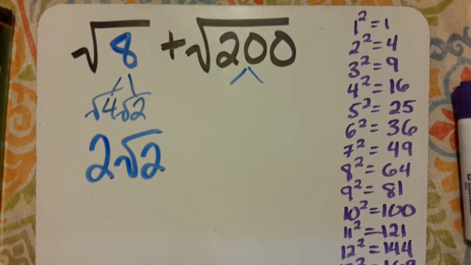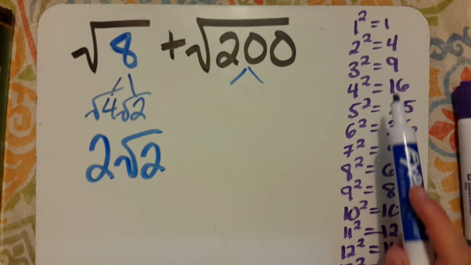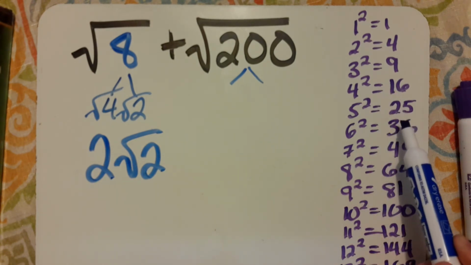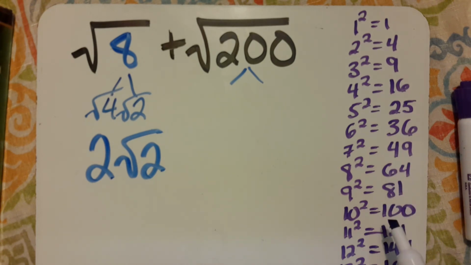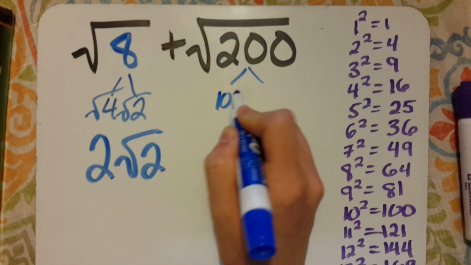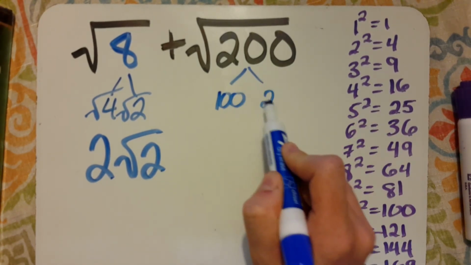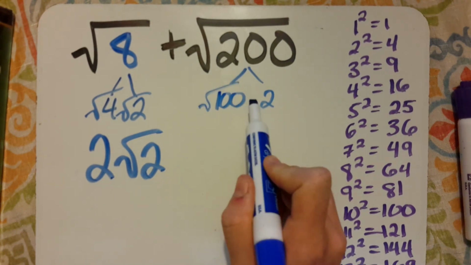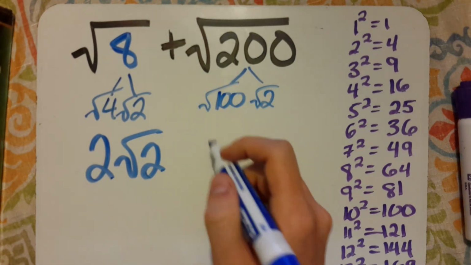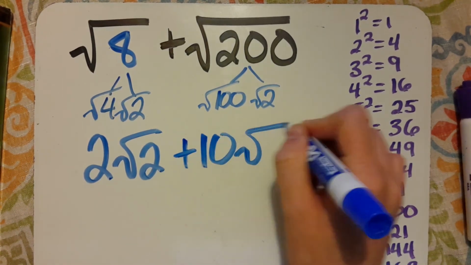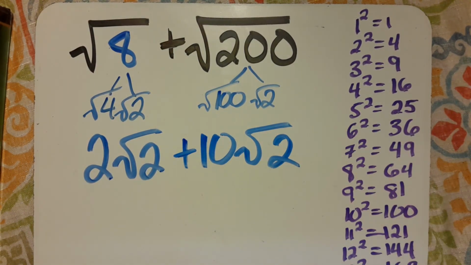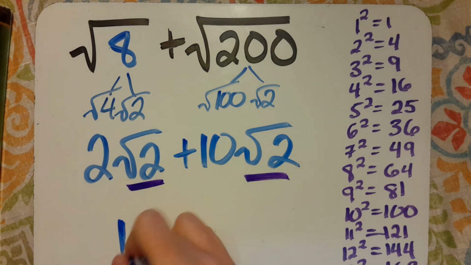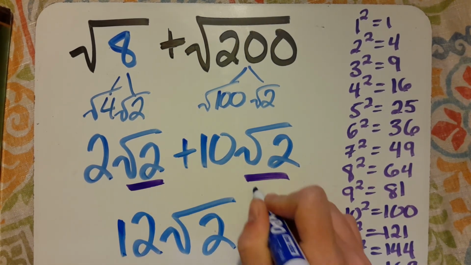So now this one, let's see, the biggest number that divides into that, 25 does. Oh, but there's an even bigger number, 100 does. Let's use the 100 because that's going to be the most simplified. So 100 times 2, and the square root of 100 is 10. And again, these are just really fancy like terms with those square roots of 2's. So the answer is 12 square root of 2.